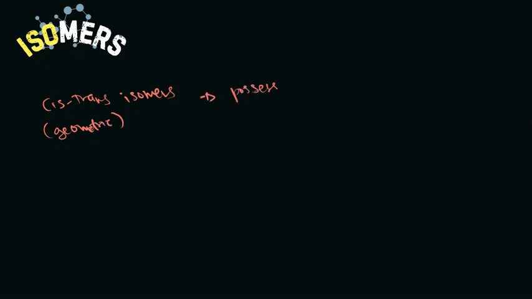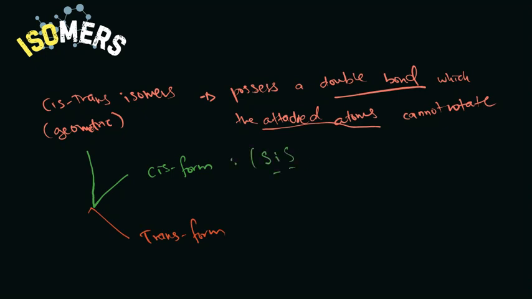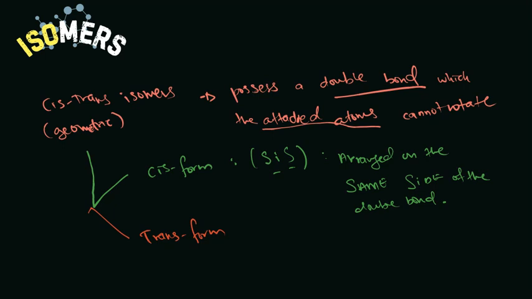Next under stereoisomers are cis-trans isomers or geometric isomers. They possess a double bond which the attached atoms cannot rotate. It has cis form and we have trans form. Let's remember the spelling should be S-I-S, cis. So SS, same side. Cis form, they are arranged on the same side of the double bond. Extracting from example, we have cis-2-butene, where the CH3 groups are arranged on the same side of the double bond.